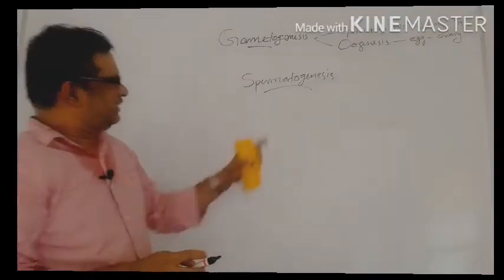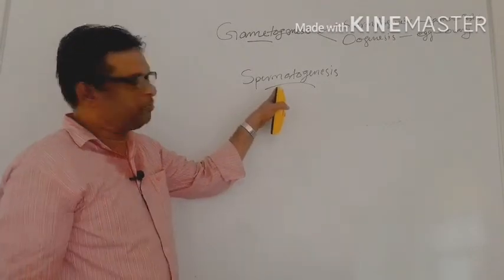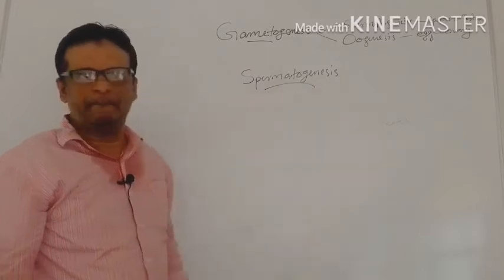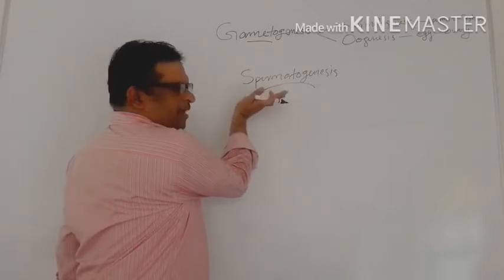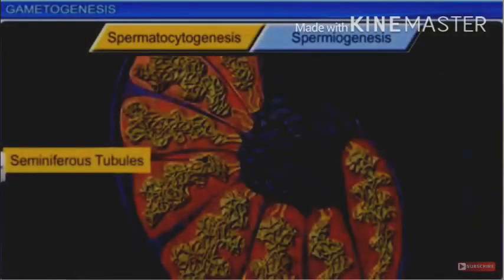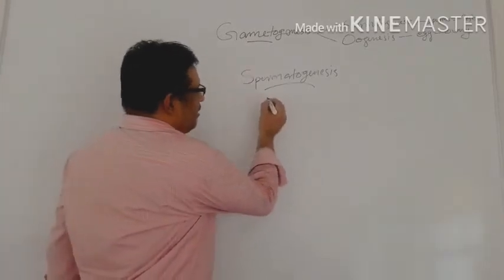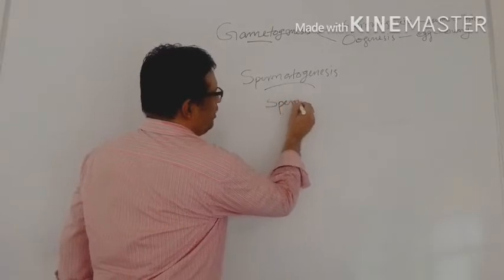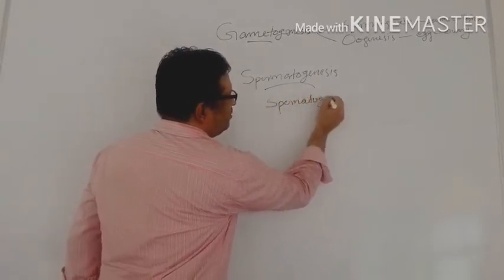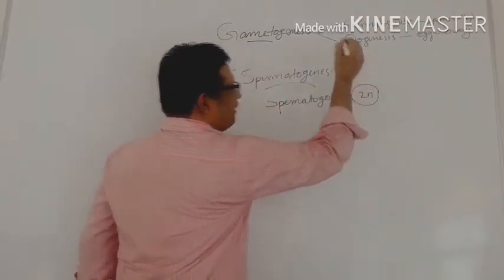Now let us consider the process of spermatogenesis in an elaborate manner. Spermatogenesis begins at puberty, as I already told you. At puberty, the primordial germ cells present in the seminiferous tubules of the testes undergo repeated mitotic division, which results in the formation of a large number of sperm mother cells, namely spermatogonia, which contain 2N number of chromosomes, that is the diploid number of chromosomes.